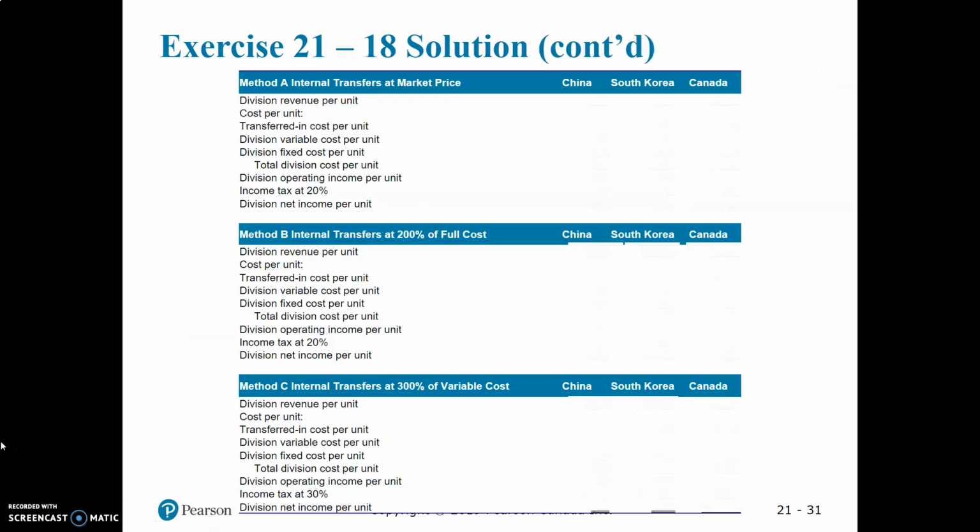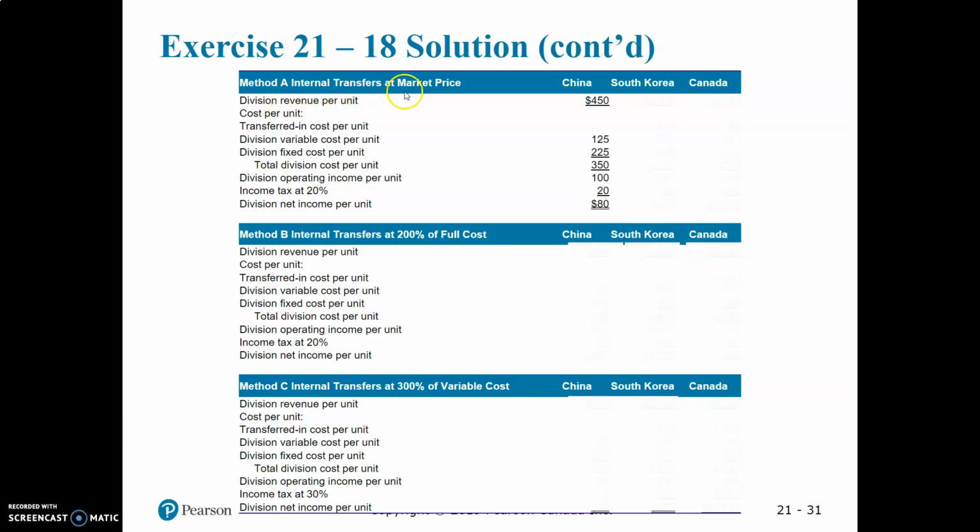The third and final step is to calculate the after-tax operating income per unit earned by each division. So let's get started. I would like each one of you to first create 4 columns. First for the description, second for China, third for South Korea, and the last one for Canada.